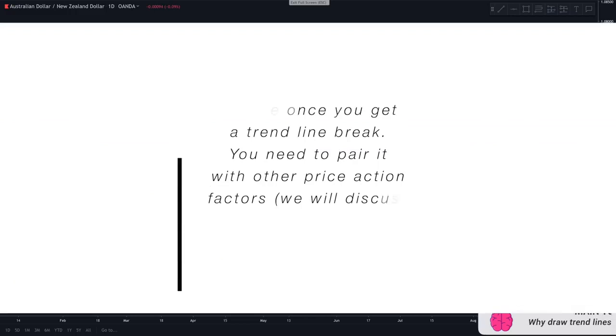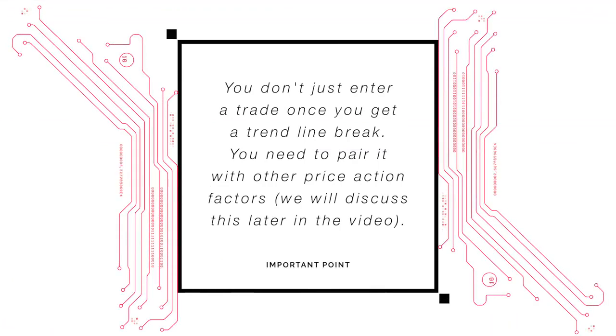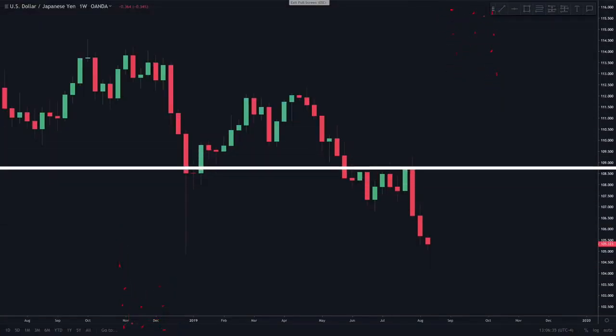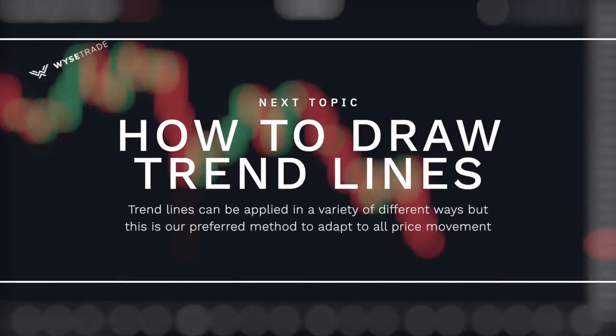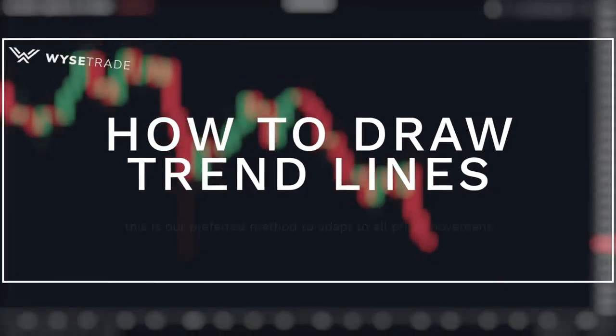Now, this is a very important point. What we just showed you is what occurs in an ideal situation, but is not the law. You need to pair these trendline breaks or rejections with key price action factors before looking for a trade entry, which we will get into later in this video. So now that you know what trend lines are and why we apply them onto our charts, let's go through in depth how to draw trend lines effectively.